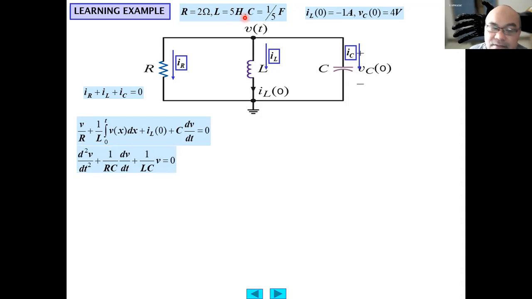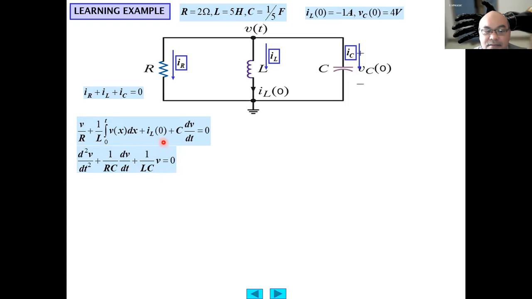Then we normalize it, so the coefficient of the second-order term, which is the C there, becomes 1. So it means we have to divide by C, right? d squared V over dt squared plus 1 over RC dV/dt plus 1 over LC V equals 0.